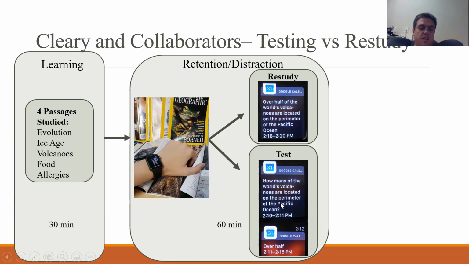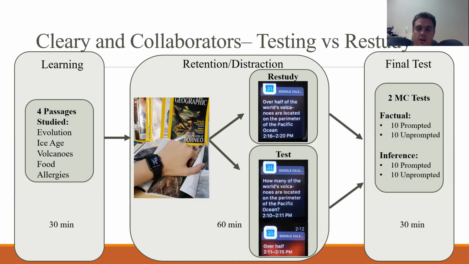So you can see how in the testing condition, there's a retrieval attempt. The restudy condition, it's just re-exposure. And this all pops up on their smartwatch every couple minutes. We lend them a smartwatch. They do this for like 60 minutes. Later, they get a multiple choice test.